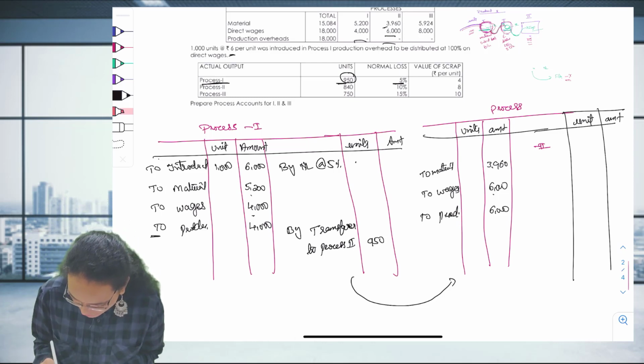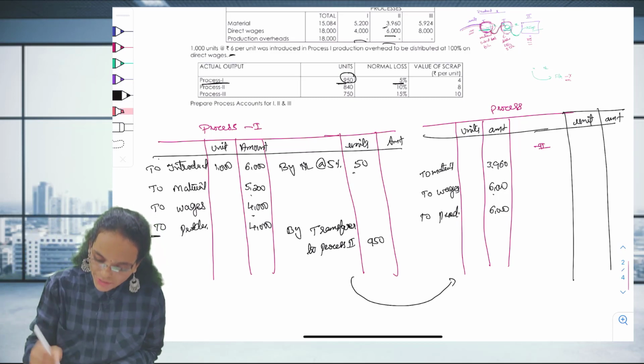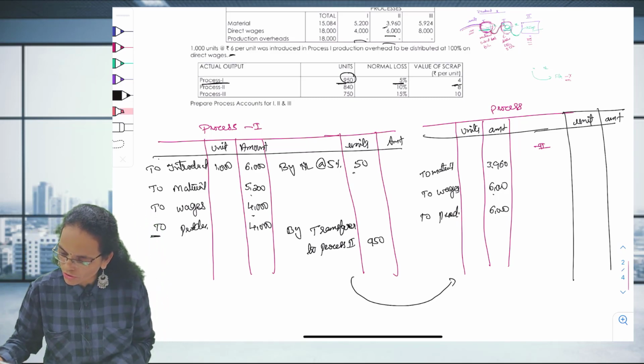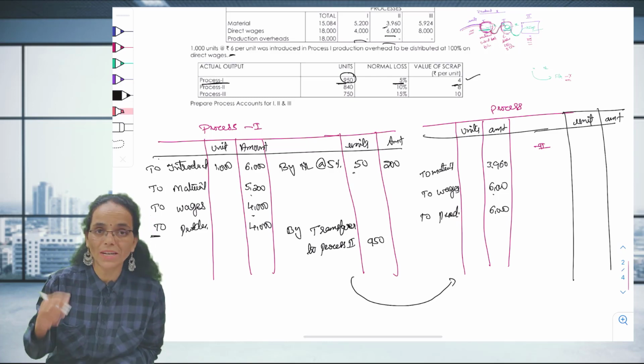That is 50 units. These normal loss units are sold in the market at what rate? 4 rupees. 50 into 4, 200 rupees. Done. This first part is done.